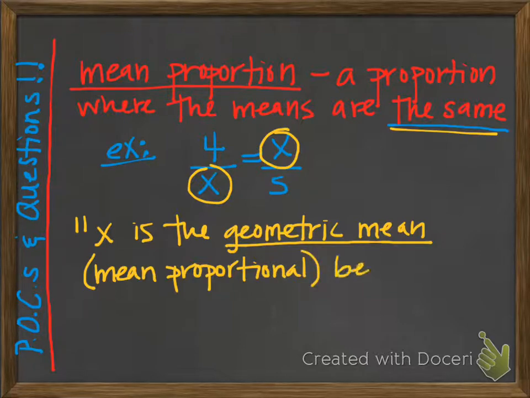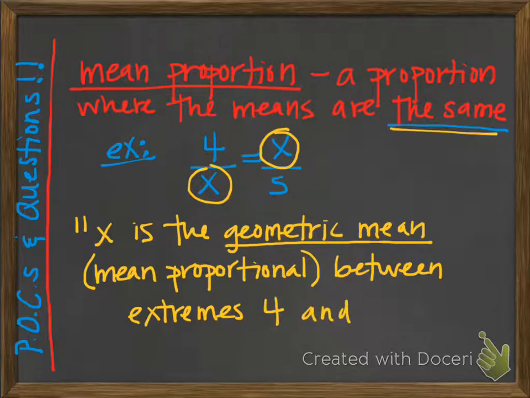Between extremes, remember the extremes are the first and fourth terms. Those are the other two. So in this case it would be the 4 and the 5. So x is the geometric mean or the mean proportional between extremes 4 and 5. So if you're given a sentence like this, you're going to set up your equation or your proportion like this, and then you'll solve for x or whatever it wants you to solve for.